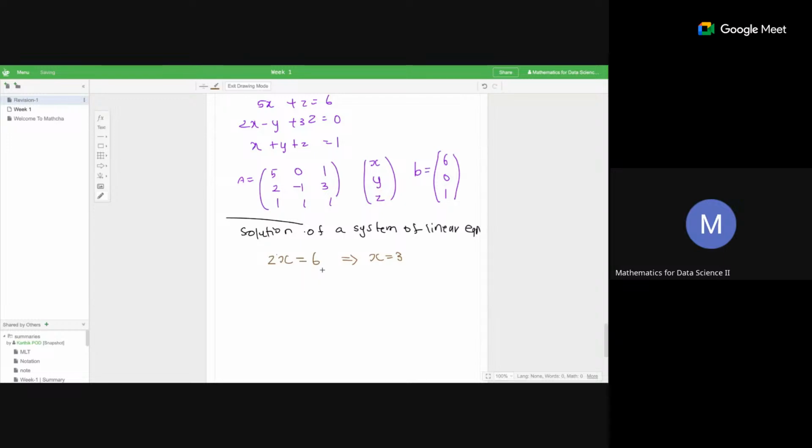Suppose you are going to have two equations. So this is one example, and I'm going to consider another example. Let us say you have x plus y is equal to 1, and let us say you have 2x plus 3y is equal to, maybe, I don't know, 0. Now, what is the solution for this?